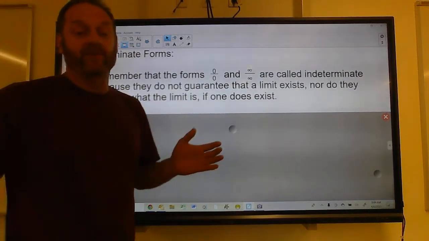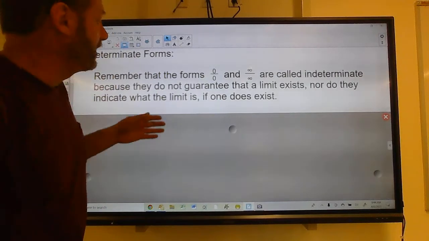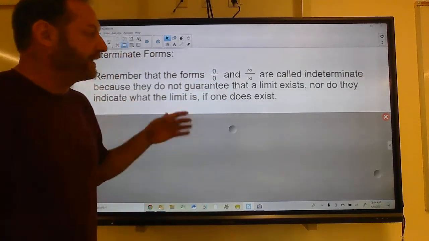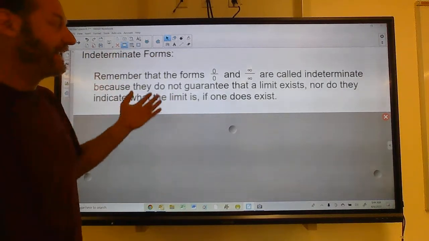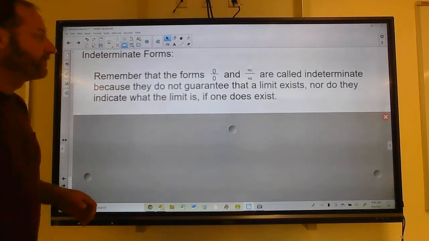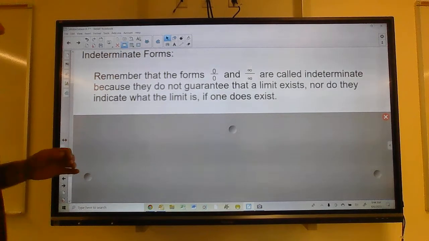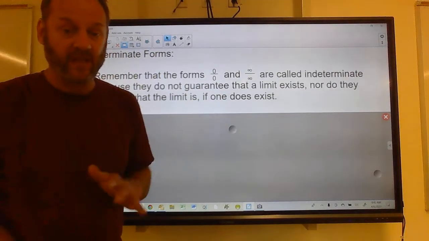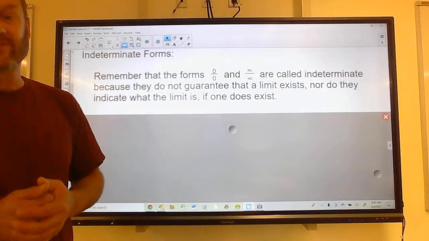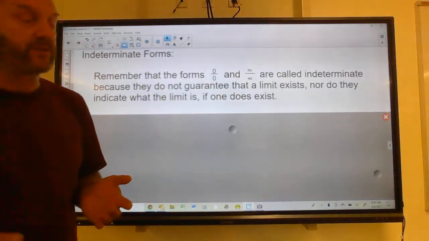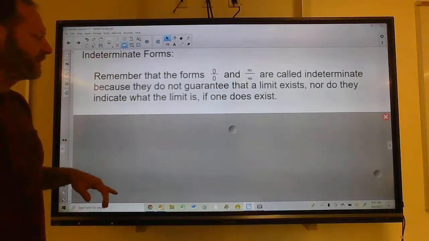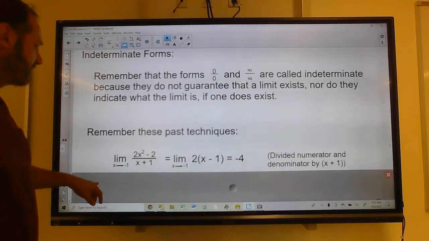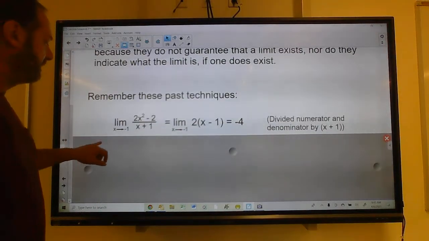Remember, it's when we're doing limits and we get a situation where 0 is divided by 0, or infinity is divided by infinity, or negative infinity is divided by negative infinity, or any combination of those. Those are indeterminate because they don't guarantee that a limit exists, and if there is a limit, they don't tell you what it is. So you have to find some other way of determining what the limit is. We did have some techniques for that.